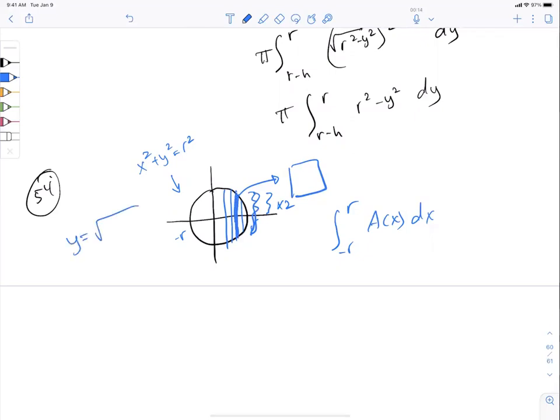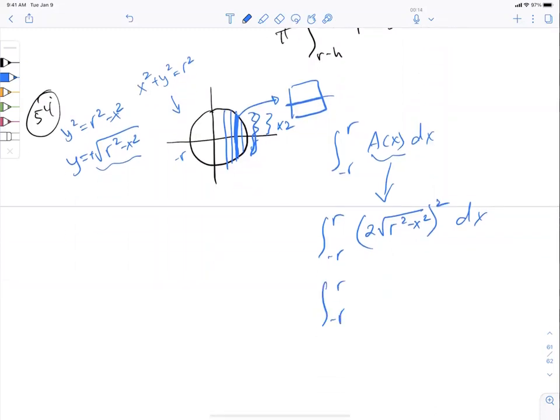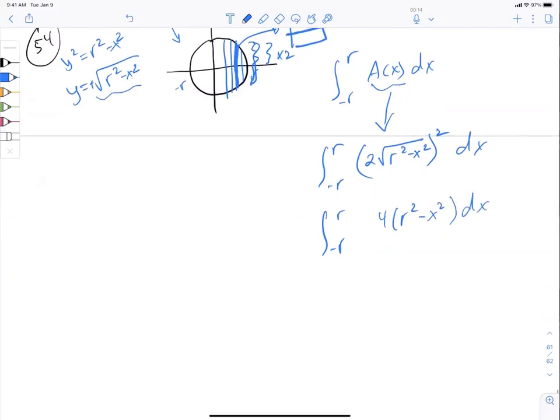So y is equal to the square root of r squared minus x squared. Again, y squared is r squared minus x squared, and y is the square root of r squared minus x squared if I just look at the top half of the circle. This is only half of the square's width, so I have to double that: twice the square root of r squared minus x squared. That's the length. Square it, that gives you the area, and integrate from negative r to r. And that's basically it. So just continue.